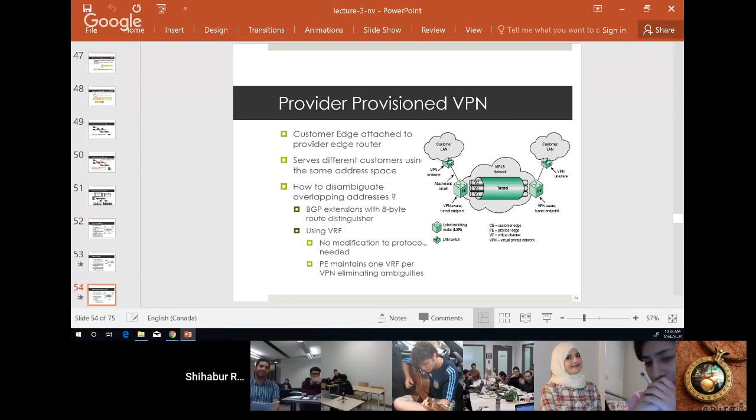Here you mentioned BGP and VRF as two ways to disambiguate the overlapping addresses. Are those two, the routing protocol and the virtual forwarding table, implemented in the PE? Yes. So basically, no. I think BGP, as I said, is one way: you extend BGP, and so you can disambiguate the routing when there are such ambiguities. But as I mentioned in the recording, this is not really the best approach because it requires you to change the protocol, right?